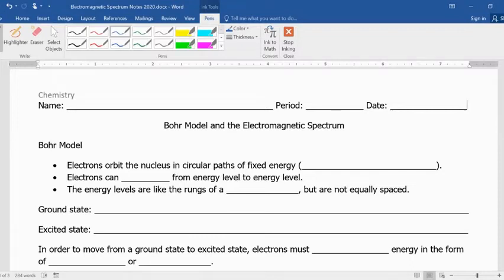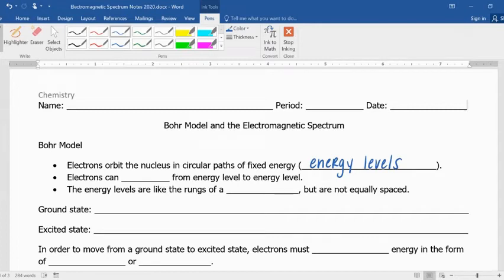Today, we are going to do some notes on the Bohr model and the electromagnetic spectrum. So if you remember Bohr, we discussed his model back in Unit 3 when we talked about our different scientists. What was unique about the Bohr model was that he said that electrons orbit the nucleus in circular fixed paths of energy that we call energy levels. Sometimes you might have referred to these as electron shells, and that works as well.